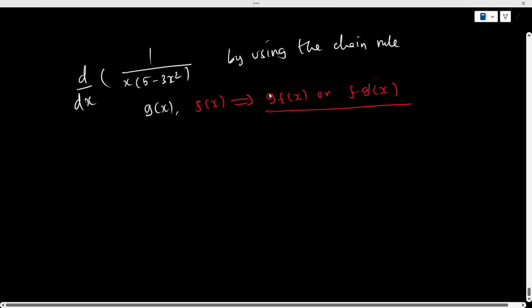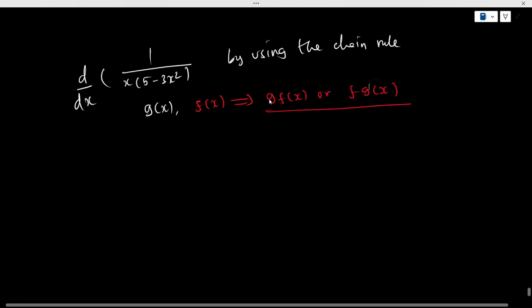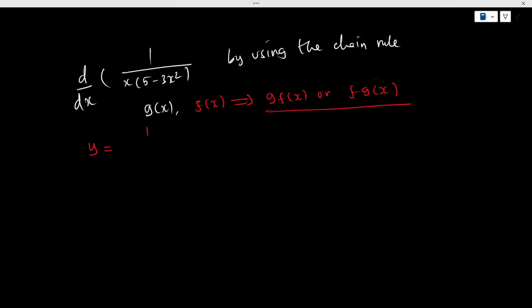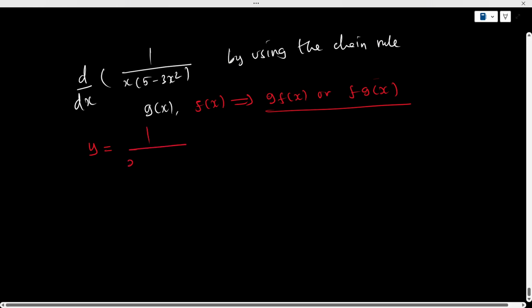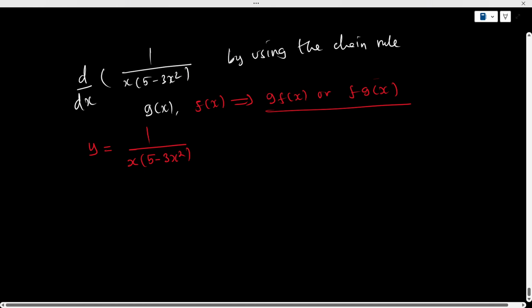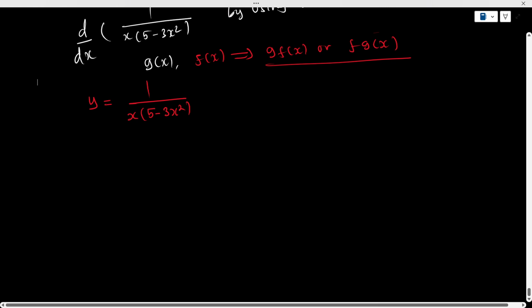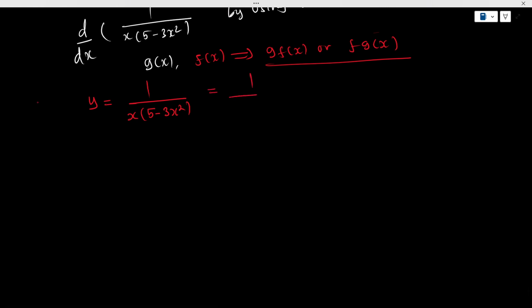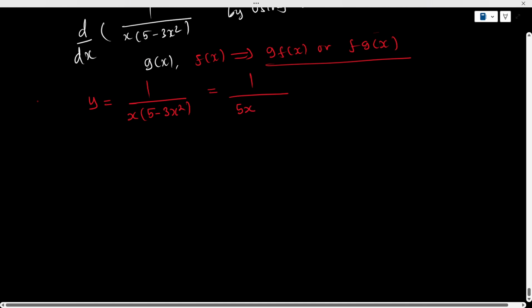That's what we're doing. So for this equation, you can say let y equal 1 over x times the square root of 5 minus 3x squared in brackets. Before we get started, we can distribute this x inside the bracket, and this will be 1 over 5x minus 3x cubed, because 3x squared times x is 3x cubed.